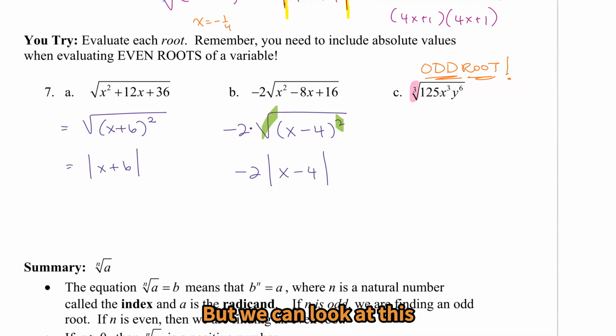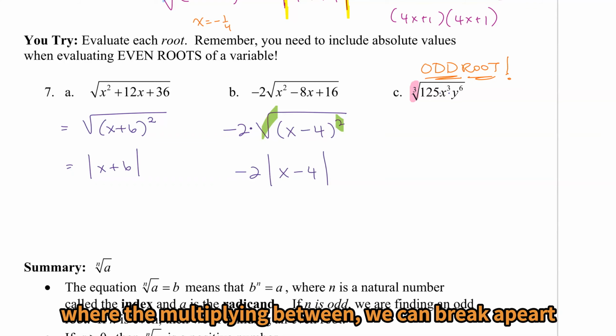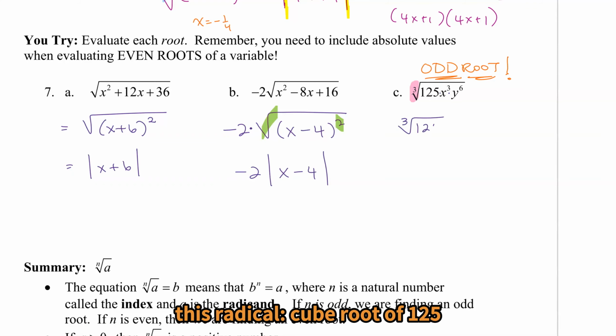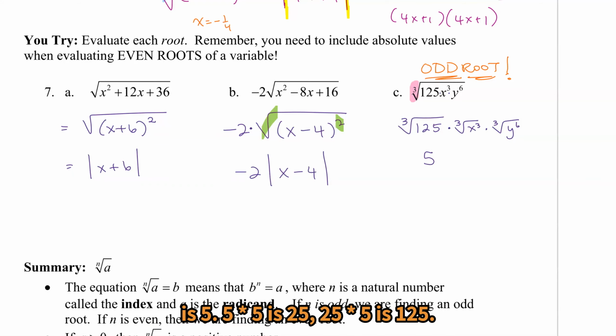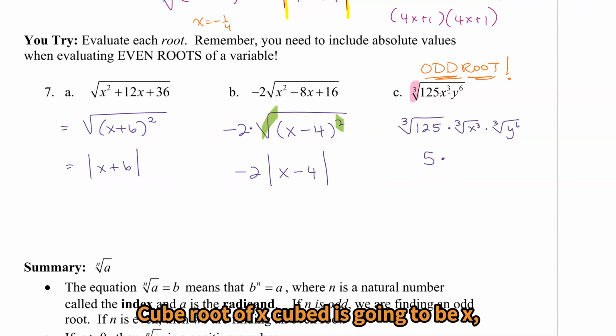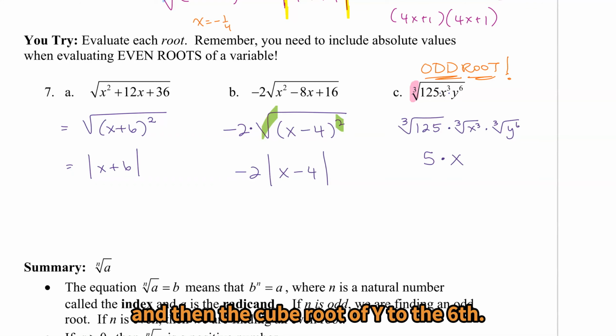But we can look at this where the multiplying between, we can break apart this radical. Cube root of 125, cube root of x cubed, cube root of y to the 6th. And the cube root of 125 is 5. 5 times 5 is 25. 25 times 5 is 125. Cube root of x cubed is going to be x. And then the cube root of y to the 6th.